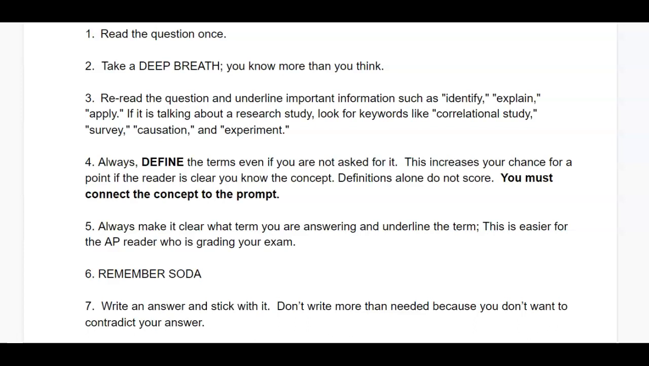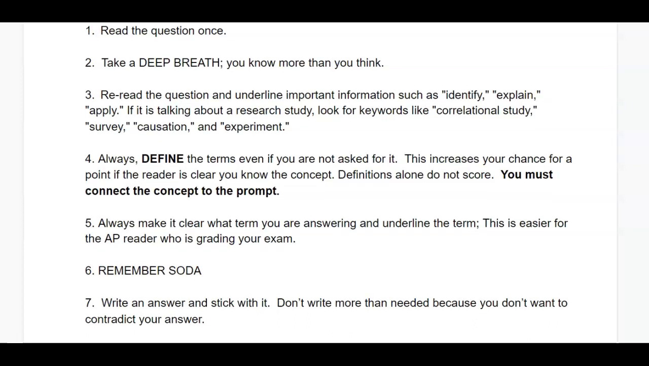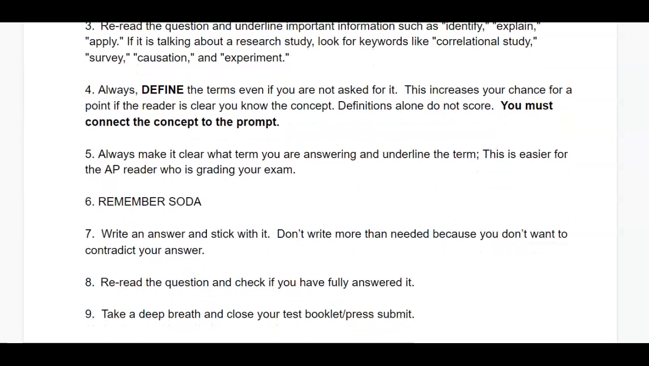This is easier for the AP grader who is grading your exam to go back and read, especially if you're handwriting the exams, but this year it looks like you are possibly going to be typing them. We'll have to see how that works out. Remember SOTA, write an answer and stick with it. Don't write more than needed because it can contradict your answer.